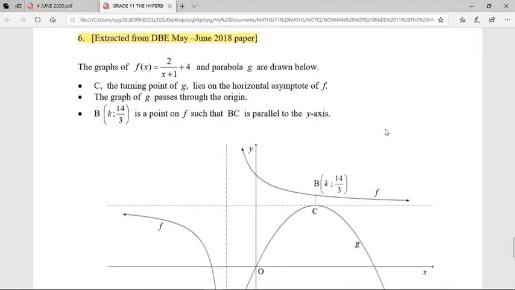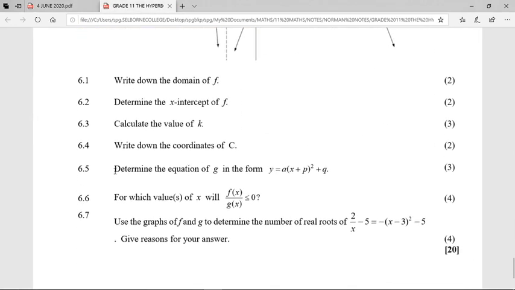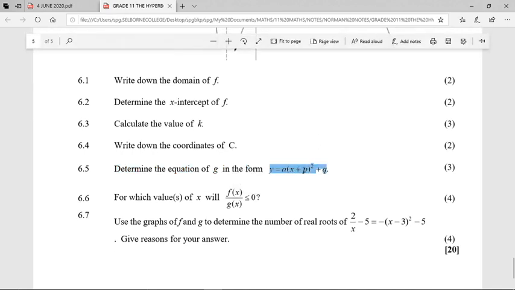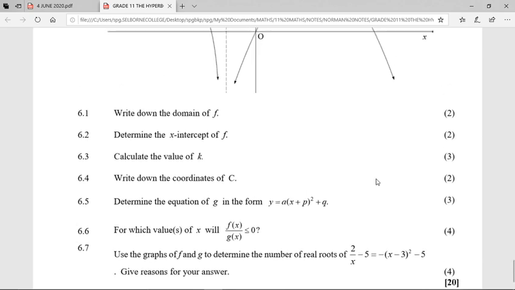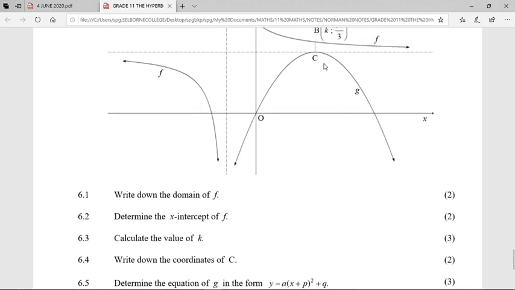Right. Number 6.5 asks you to determine the equation of g, our parabola, in the form y is equal to a brackets x plus p all squared plus q. So how will we get it into this format? If we were given the parabola's equation as y is equal to ax squared plus bx plus c, we could have used completing the square to get it into this format. But we do not have the original parabola and its equation. So we are going to have to use the fact that we know C's value is 2 and 4.